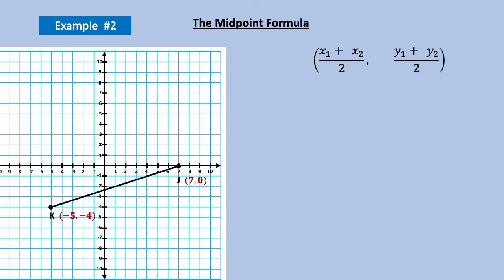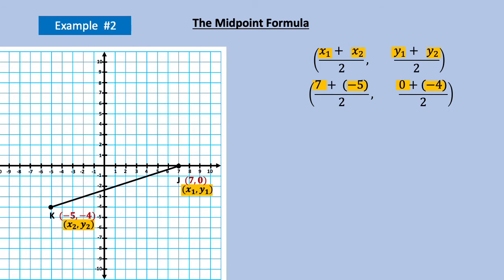Example 2. In example 2, we have line segment JK. Let's go in alphabetical order and begin by looking at point J, which is located at 7, 0. We're going to label the coordinates of point J as x1, y1. Now let's look at point K, which is located at -5, -4. We're going to label those coordinates as x2, y2. Now that we've labeled both points, we're going to substitute those values into the midpoint formula.